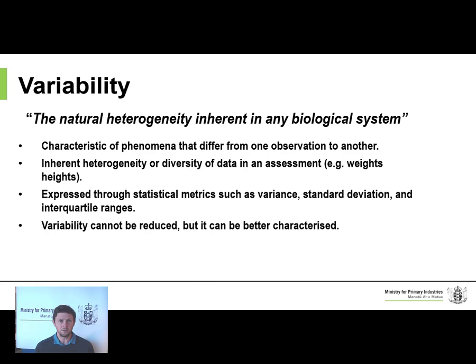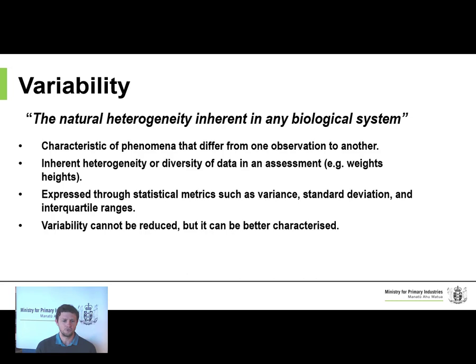So variability is important to understand, and variability needs to be effectively demonstrated or written up within the final import risk analysis document around what considerations were given when coming to a specific risk management option or decision.